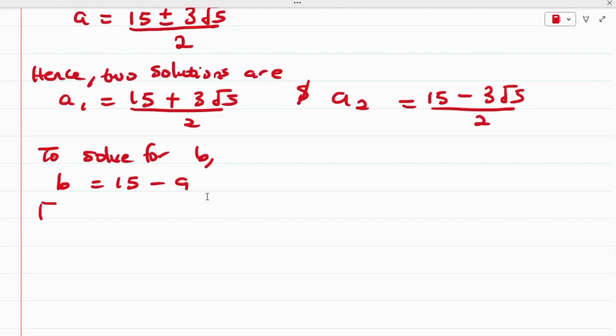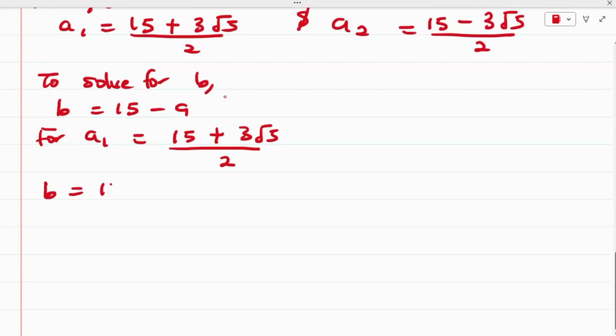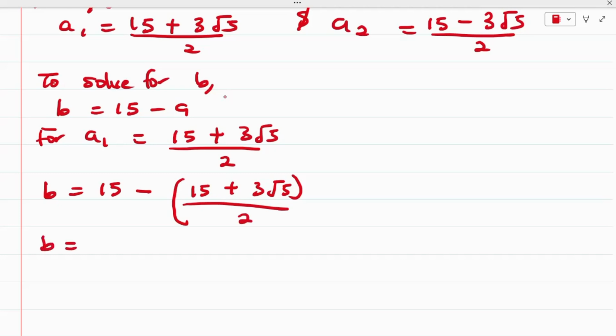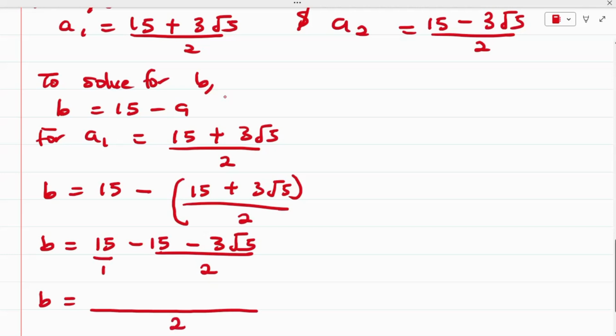So we're going to say for a1 equals to 15 plus 3 root 5 over 2. So from here we have that b is equals to 15 minus into a, which is 15 plus 3 roots of 5 over 2 right here. So b is equals to, let's simply remove the brackets, we have 15 minus 15 minus 3 the roots of 5 over 2. So taking the LCM, we have the LCM to be 2, and this is over 1. So 1 into 2 is 2. 2 multiply 15 is 30 minus 2 into 2 divide 2, 1. 1 multiply 15 minus 3 root 5 will give us 15 minus 3 root 5.